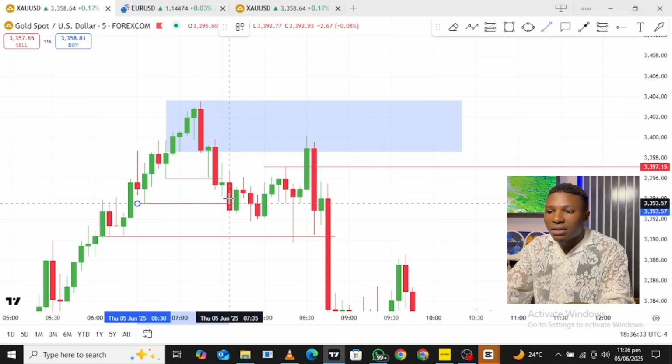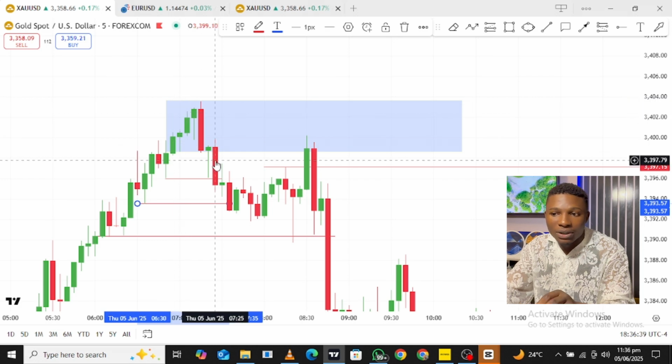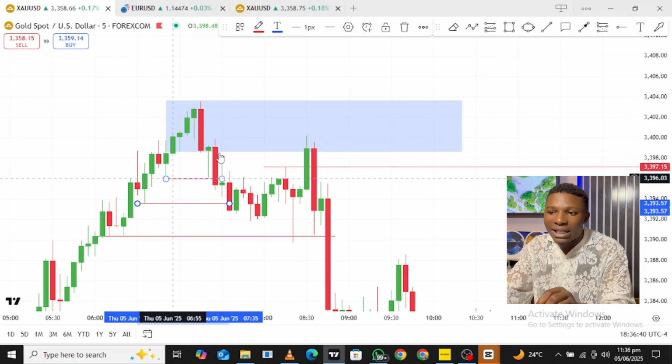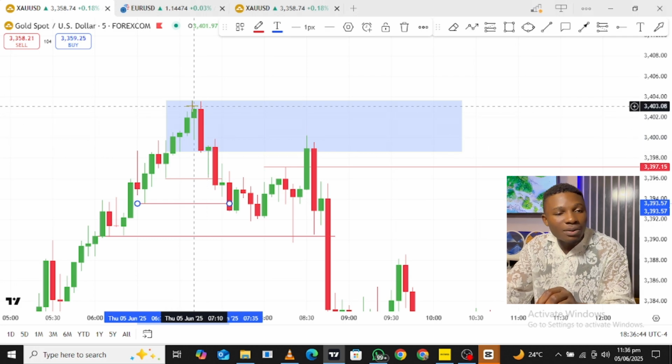Can you see? But this is the order block you are dealing with inside. This is the order block you are dealing with. So price ended up breaking only one single low, and the price is not going to respect this particular order block right here. Price is going to respect the order block above it.